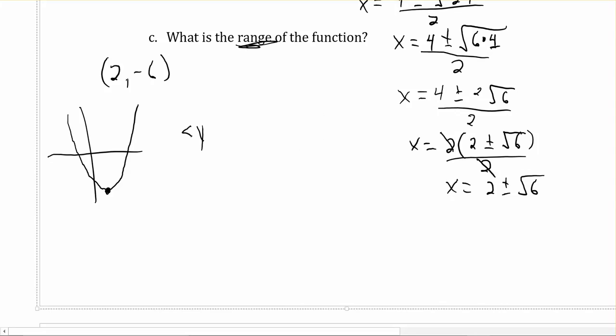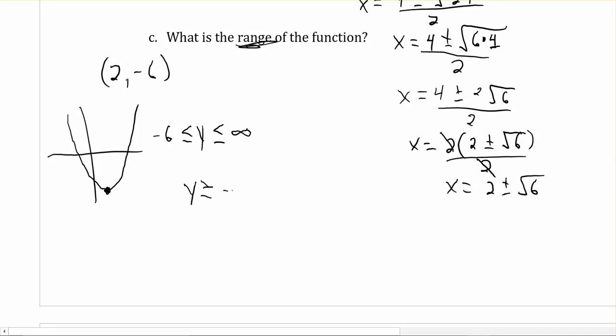will be greater than or equal to, less than or equal to. It's kind of the way you start all of these. It's got to be greater than or equal to the y value at this point. So it's got to be greater than or equal to -6, and less than or equal to infinity. So that's one way of writing the range. The other way of writing the range, you might just say y is greater than or equal to -6. You might see it like that too.